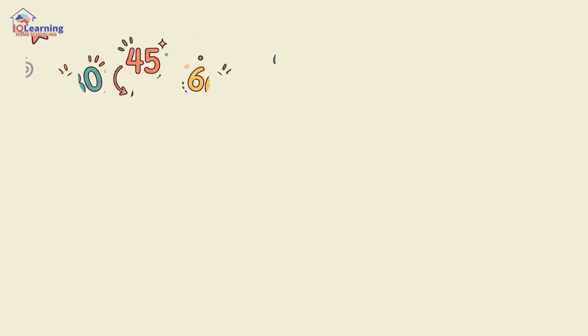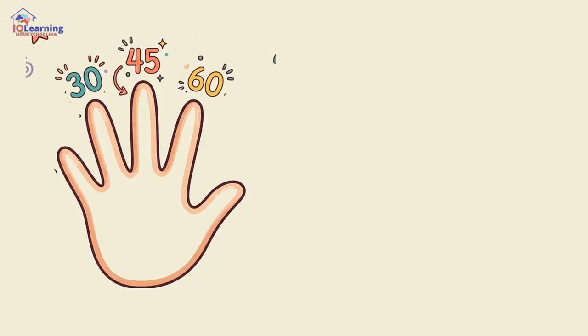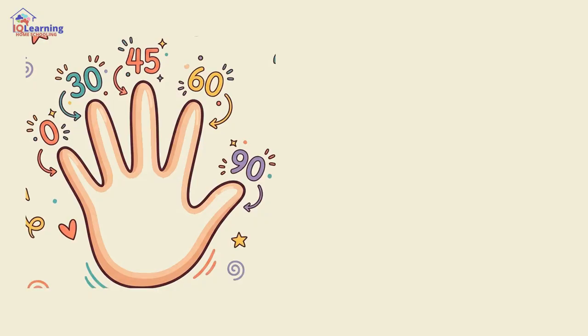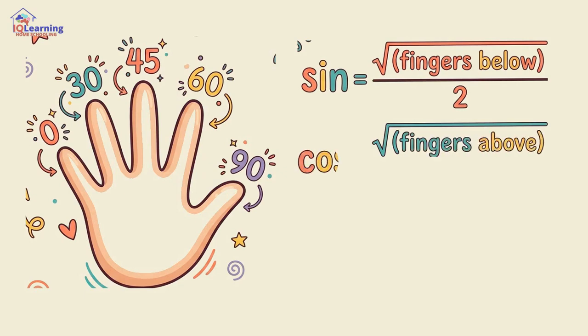Finally, the hand trick. This is a shortcut, not the reason the values work. Hold up your left hand. From pinky to thumb, label the fingers 0, 30, 45, 60, 90. Bend the angle you want. For sine, count fingers below the bent finger. Take the square root and divide by 2. For cosine, count fingers above the bent finger. Take the square root and divide by 2.